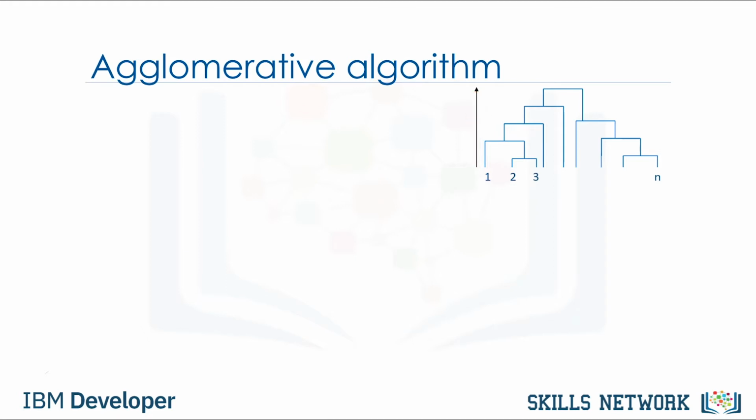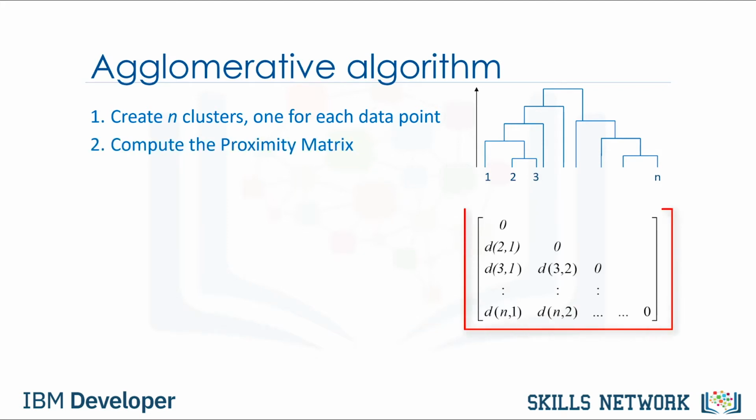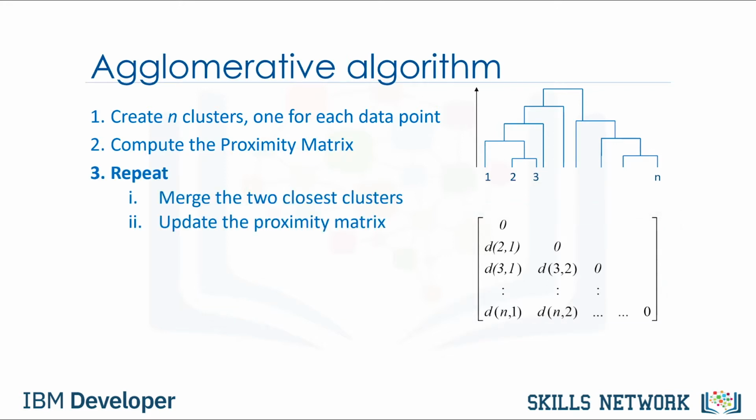Let's say our data set has n data points. First, we want to create n clusters, one for each data point. Then, each point is assigned as a cluster. Next, we want to compute the distance proximity matrix, which will be an n by n table. After that, we want to iteratively run the following steps until the specified cluster number is reached, or until there is only one cluster left.